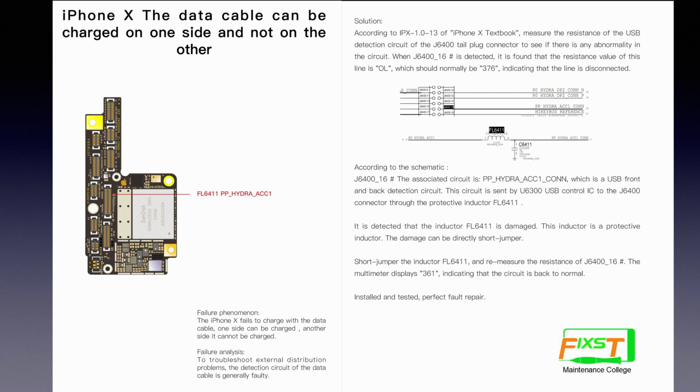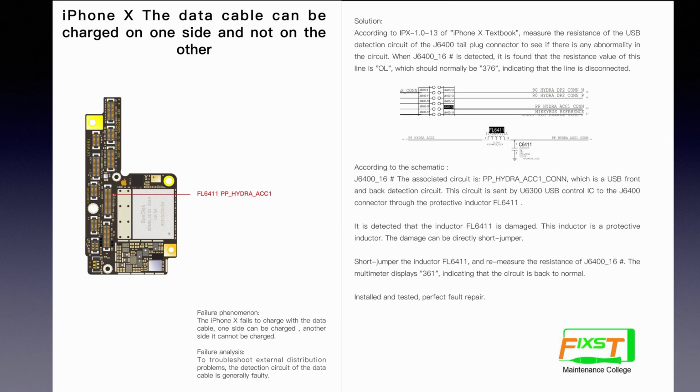So in this case this line is disconnected. And according to the schematic, we can see that pin 16 is the USB low-speed detect circuit, ACC1. This circuit is sent by the U6300 USB control IC to the J6400 connector through the protection inductor FL6411.